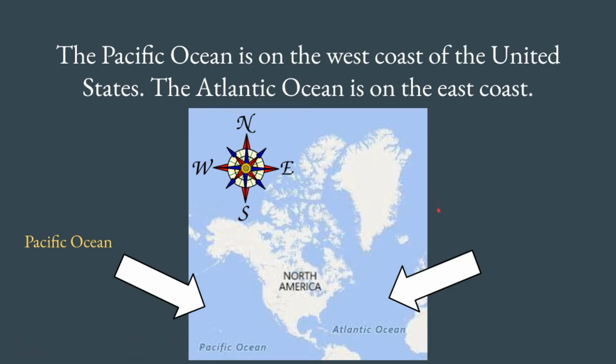And so using the compass again, which ocean is this arrow pointing to on the east coast of the United States? That's right, it's the Atlantic Ocean because Atlantic is on the right and east go along with each other.